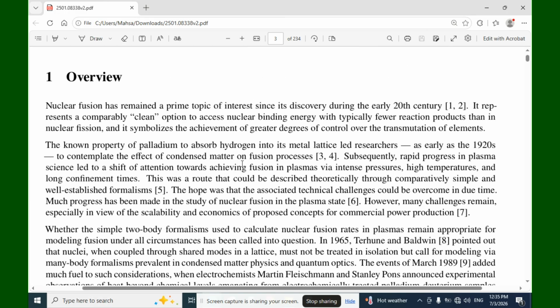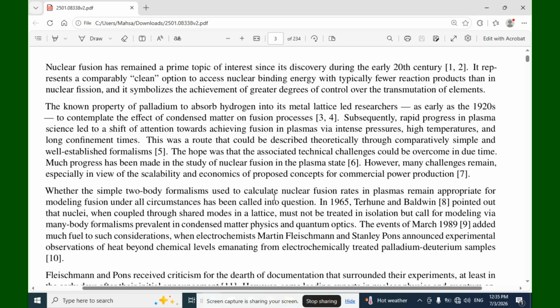Now I want to go through the overview. Nuclear fusion has remained a prime topic of interest since its discovery during the early 20th century. It represents a comparably clean option to access nuclear binding energy, with fewer problematic reaction products than nuclear fission, and symbolizes the achievement of greater degrees of control over transmutation of elements.